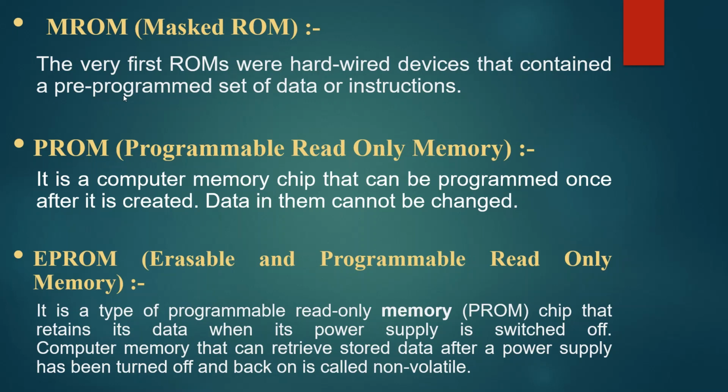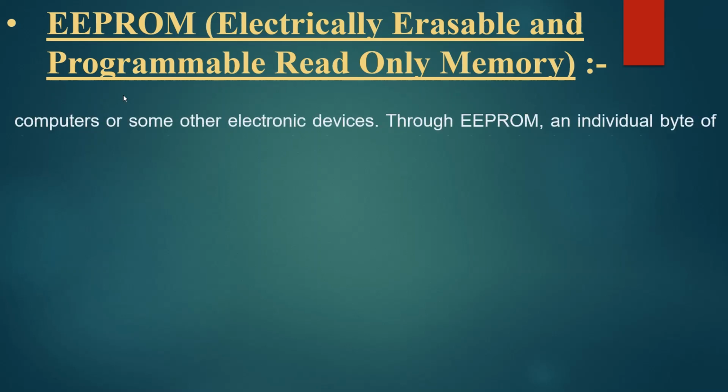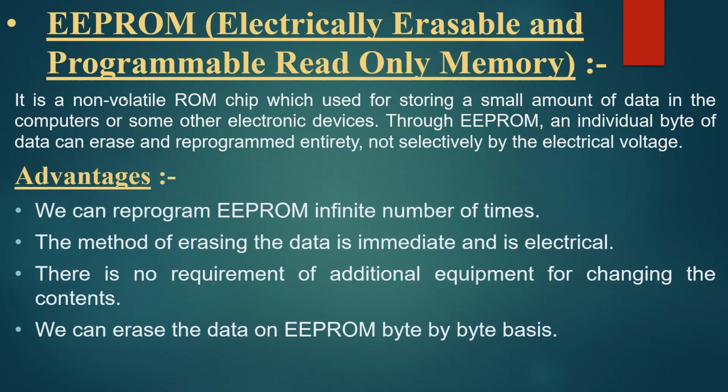Electrically erasable and programmable read-only memory. It is a non-volatile ROM chip which is used for storing a small amount of data in computers or some other electronic devices. Through EEPROM, an individual byte of data can be erased and reprogrammed, not the entirety selectively, by the electrical voltage. Advantages are: we can reprogram EEPROM an infinite number of times. The method of erasing the data is immediate and is electrical. There is no requirement of additional equipment for changing the contents. We can erase the data on EEPROM on a byte by byte basis.